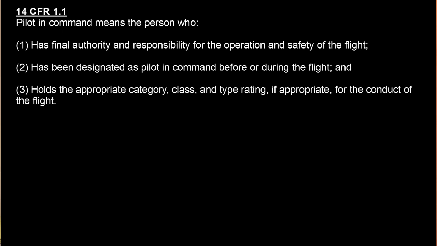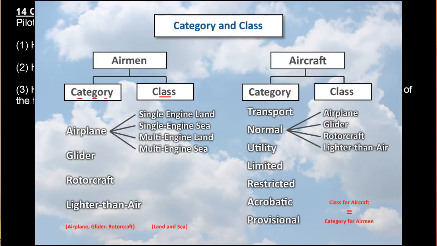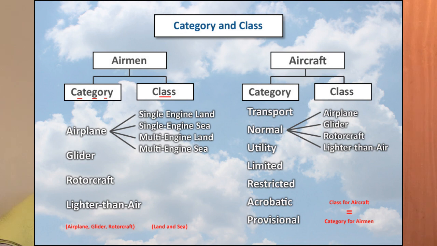And the person acting needs to hold the appropriate category, class, and type rating, if appropriate, for the conduct of the flight. Regarding category and class, we're talking about, over here on the left, the airman side, category being airplane or glider, rotorcraft, and class being single-engine land, multi-engine sea, that sort of thing.